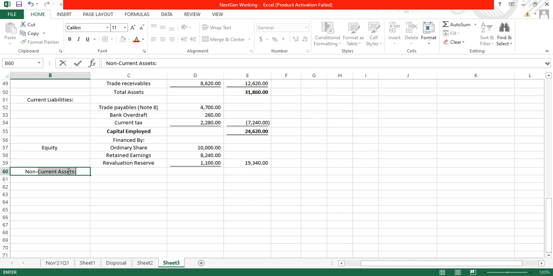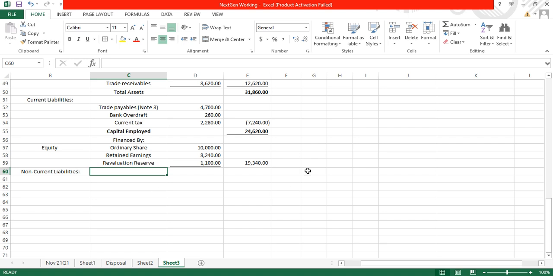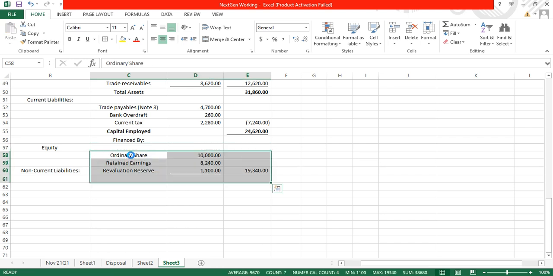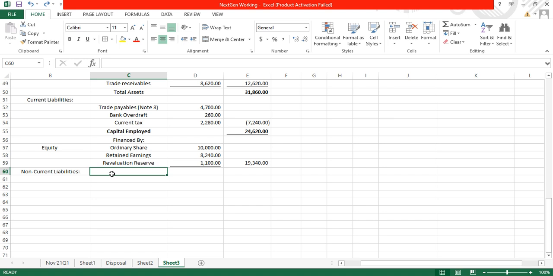And then non-current liabilities. So what are the non-current liabilities? You have deferred tax. So we have our deferred tax. How much is the deferred tax?